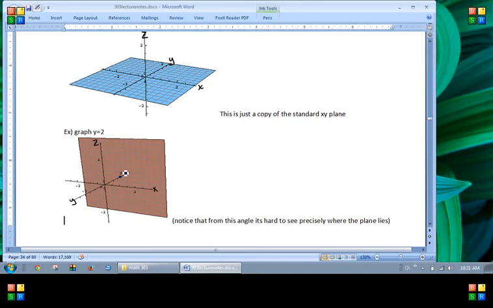So 2 comments. First of all, yes, just as z equals 1, z equals 2, z equals 3 were parallel to the standard xy plane, y equals 2 is parallel to what you might think of as the plane created by the xz axes.